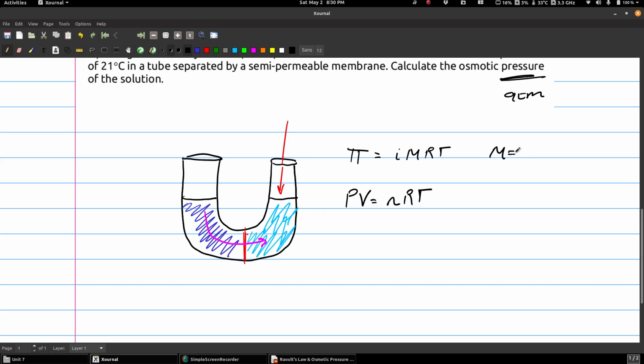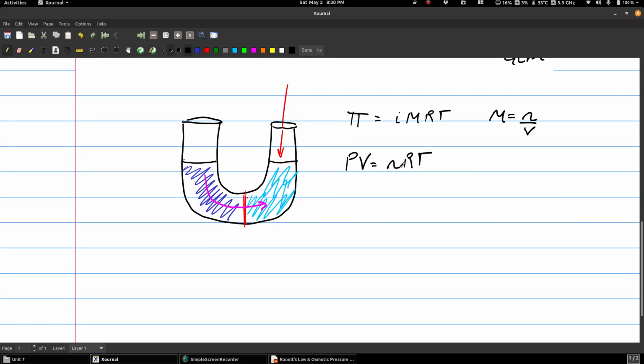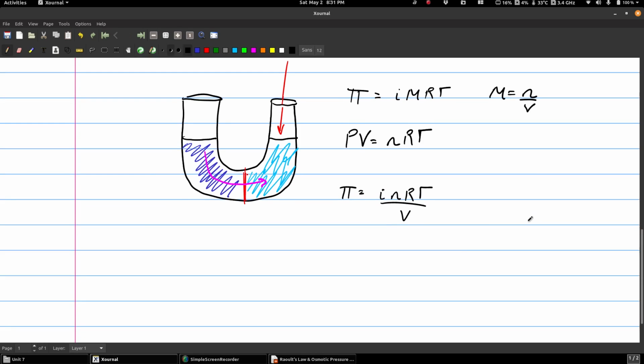Molarity is equal to n over V. So right here, if you were going to calculate this, you could write pi is equal to i n RT over V. So if you just ignore the i and put a P there, you kind of have the same thing. You're calculating for pressure in almost exactly the same way.